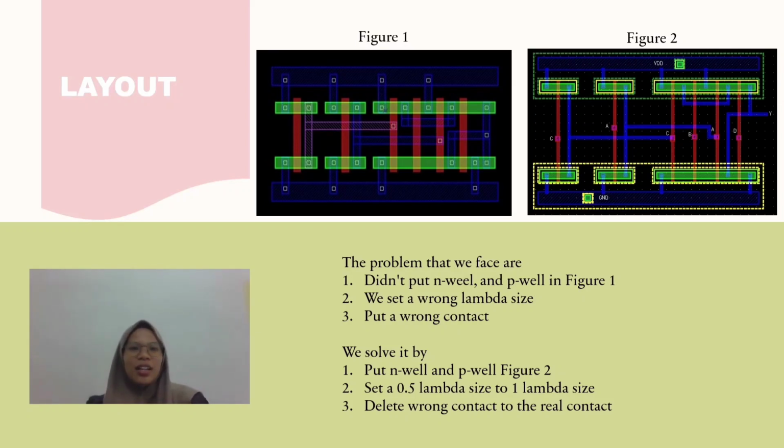I'm going to talk about layout. Our problem, what we faced, was that we did not put N well and P well like in figure 1. Second, we set a wrong lambda size. Third, we put a wrong contact. How we solved it: by putting N well and P well like in figure 2. Second, we changed from 0.5 lambda to 1 lambda size. Then we deleted the wrong contact and used the real contact.